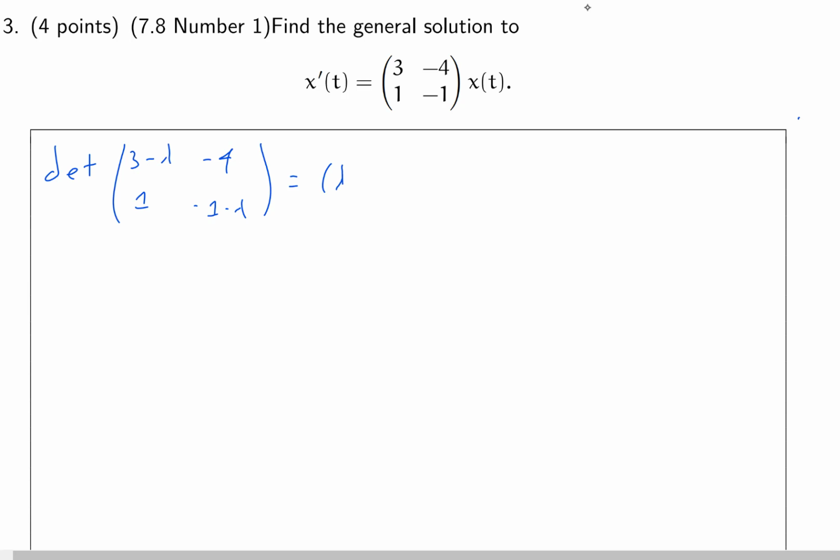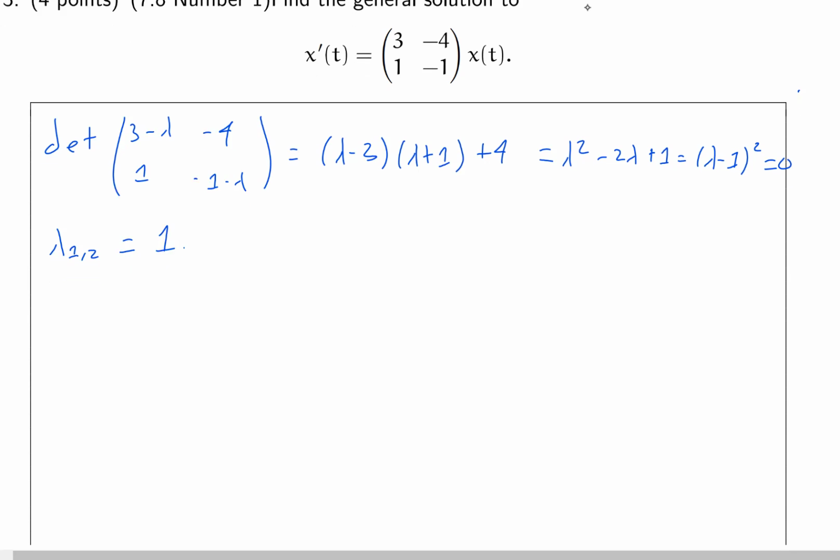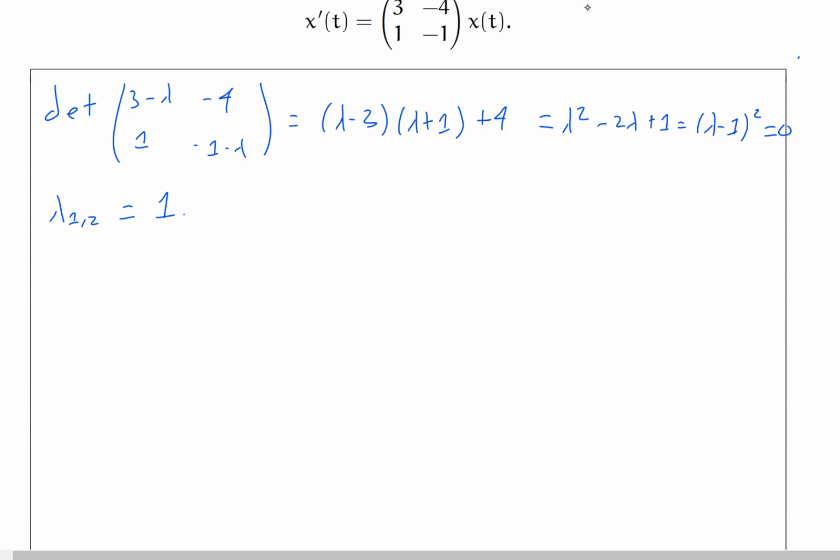This is equal to (lambda minus 3)(lambda plus 1) plus 4. Okay, so what's going to happen is going to be lambda squared minus 2 lambda minus 3 plus 1. And this is just (lambda minus 1) squared. When we set that equal to 0, we see there's actually only one eigenvalue. So lambda 1 and 2 are both equal to 1. We say that this eigenvalue has algebraic multiplicity 2.